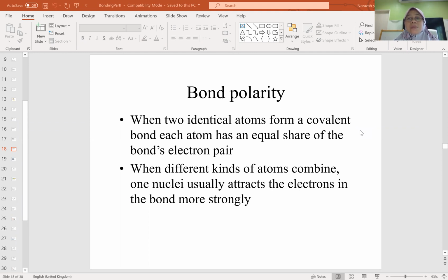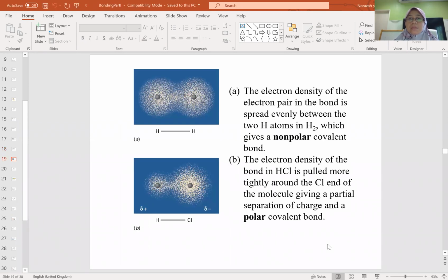For example, if you look at the next slide, we can see hydrogen and hydrogen is equal in terms of electronegativity. So it has a similar attraction towards electron in the bonding. So you can see what we call a symmetrical cloud of electron in the bonding.